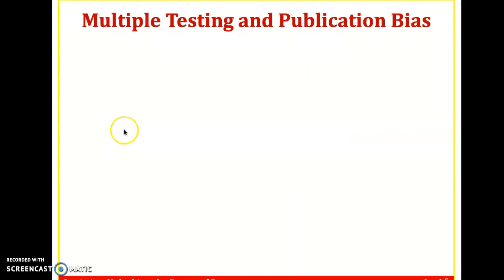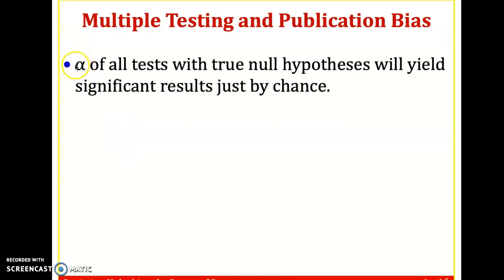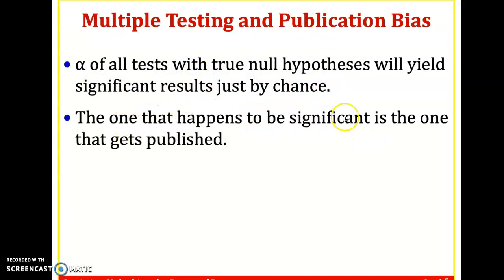As a summary, whatever alpha you pick, 5%, 10%, 1%, 0.1%, that percentage of all tests that have a true null hypothesis will yield statistically significant results just by chance. And the one that happens to be significant is the one that gets published. If there are many tests done, often the researchers only have to publish the one that's statistically significant, or often that's the only one they can publish because of that publication bias.